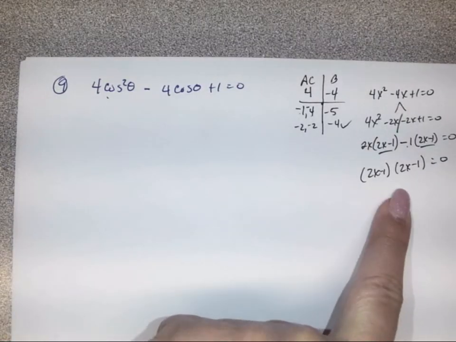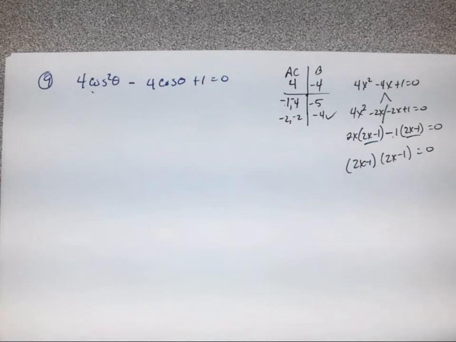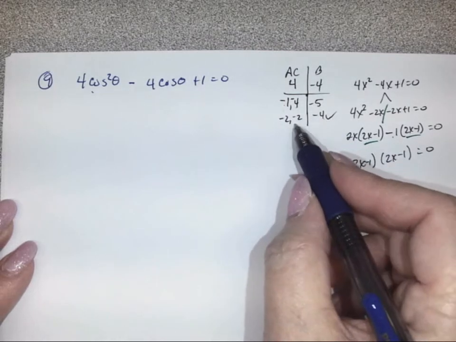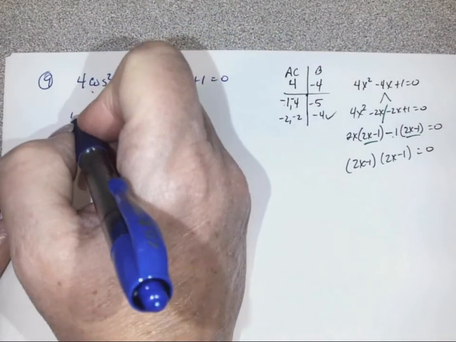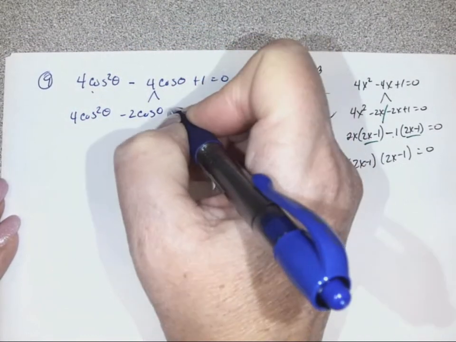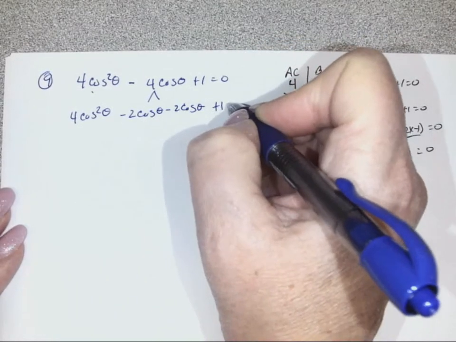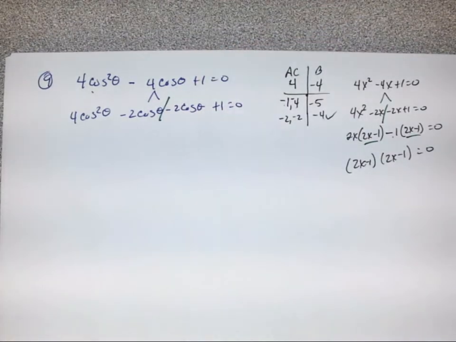And then you would transform this back into cosine. I'm going to actually factor it over here using just the cosine so that you could see it both ways. We're going to do the same thing. We're going to write our negative 4 cosine with negative 2, negative 2. So we will have 4 cosine squared theta minus 2 cosine theta minus 2 cosine theta plus 1 is equal to 0. We're going to factor by grouping.